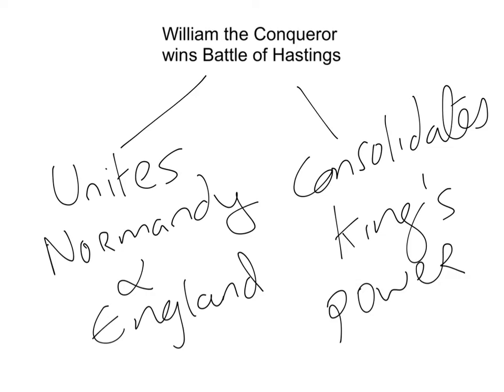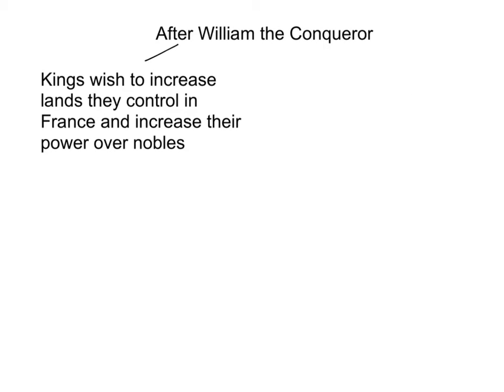Okay, so after William the Conqueror, his descendants and the next kings have two main aims. One is to increase the lands that they have in France, so Normandy, and expand their territory there, and also to make sure they have more power than the nobles. The next important king that we're going to look at is called Henry II.